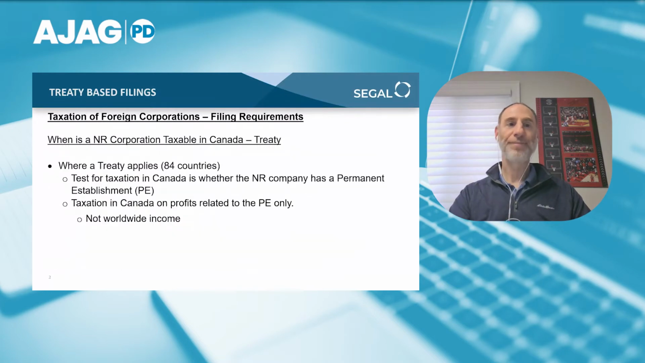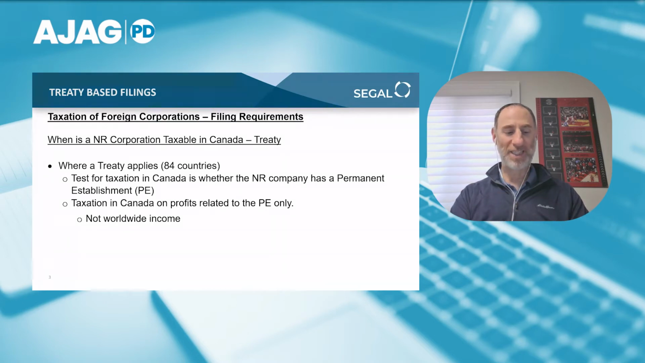there is a treaty. And where the treaty applies, and there's 84 countries, quite a lot of entities, the test for whether you are taxable in Canada shifts from whether you are carrying on a business in Canada to whether you have a permanent establishment in Canada. And if there is a permanent establishment in Canada, then the taxation in Canada is on the profits related to that permanent establishment.